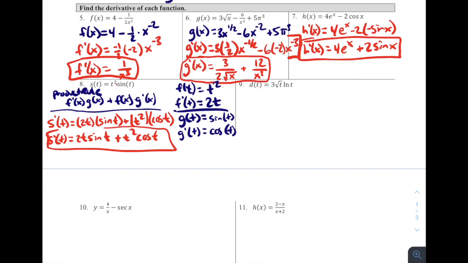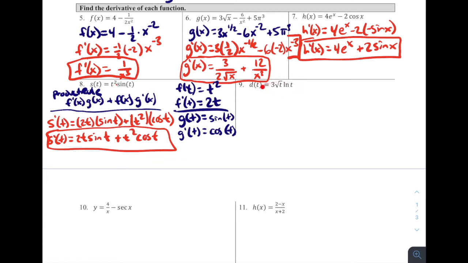If we were, for example, doing a multiple choice problem and needed to get a particular answer, maybe we could factor out a t out of both of these terms and pull that in front. But really that looks pretty good for this particular problem. All right, let's try number 9.